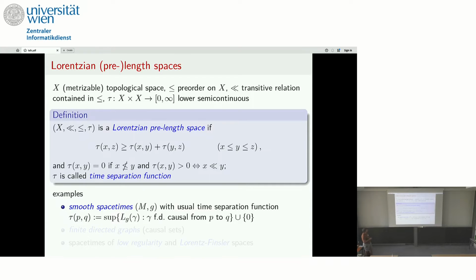You have a smooth spacetime with the usual time separation function, given as the supremum of the g-lengths of all future-directed causal curves from p to q, or 0 if there is no future-directed causal curve connecting them. But you can also look at finite directed graphs as Lorentzian pre-length spaces by taking the maximum number of steps you need to get from one vertex to the other. And this is, for example, in the causal set approach to quantum gravity. But for example, also spacetimes of low regularity and Lorentz-Finsler spaces fall into this framework.